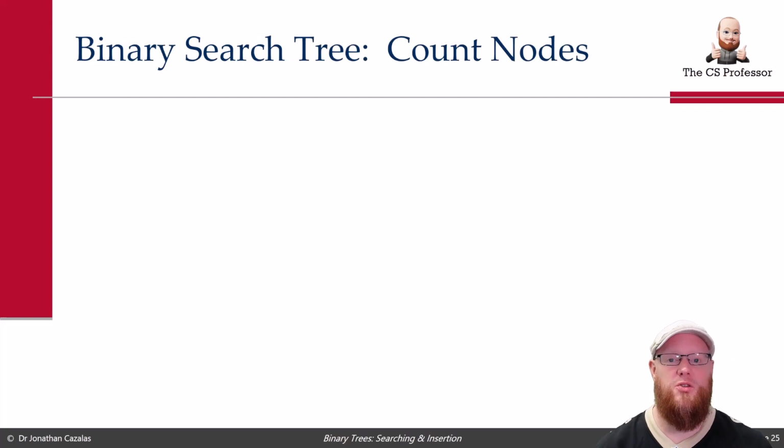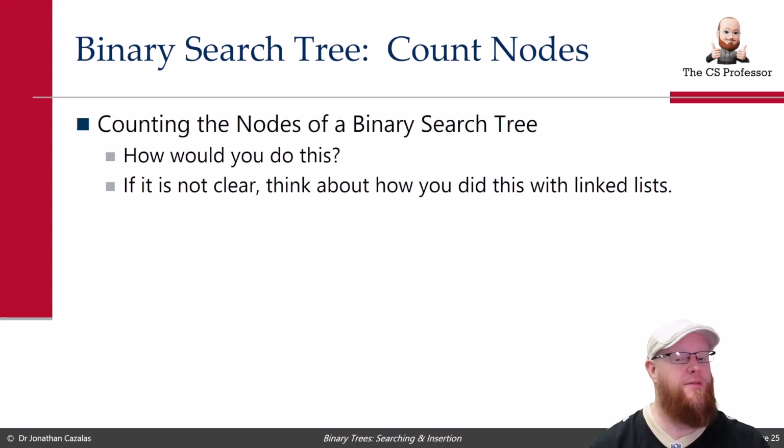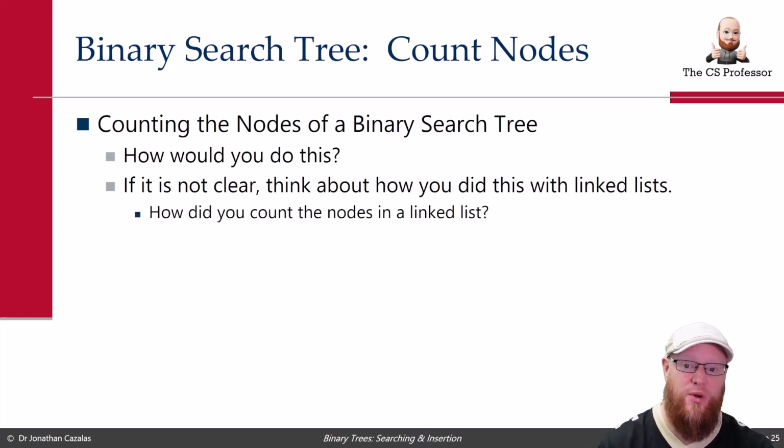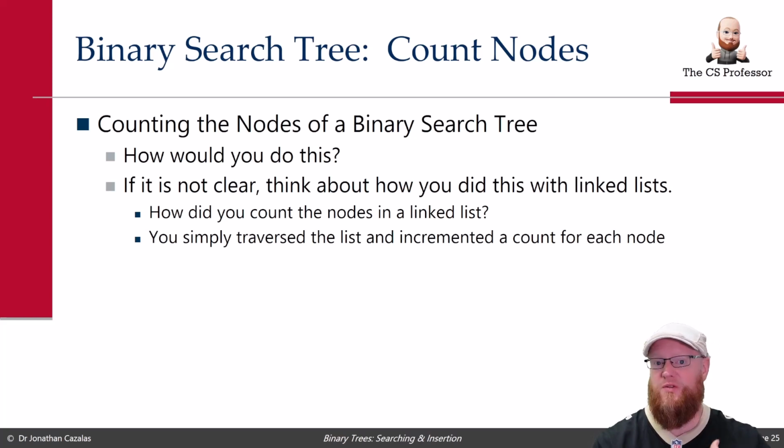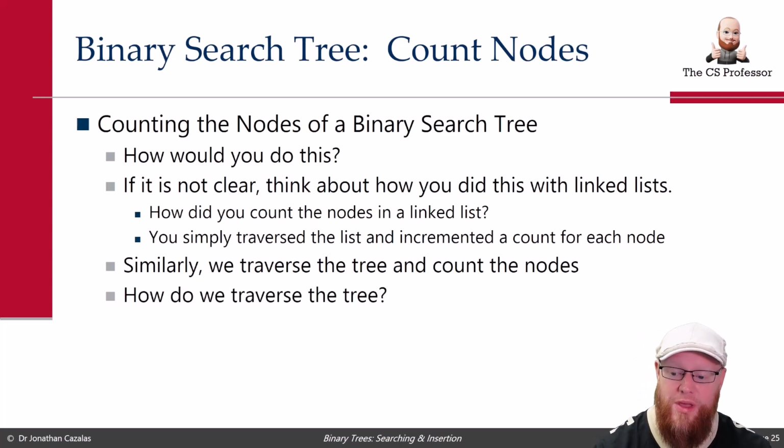So what we'd like to now do is just solve a couple of practice problems with binary search trees. The first of which is counting nodes of a tree. How would you actually do this? Think of how you would have done it with a linked list. How did you count the nodes? You would have simply traversed over the entirety of the list. You would have kept some counter variable, and each time you visit a new node, you would simply increment count. Pretty straightforward. Traverse the list, count the nodes. That's the same thing you could actually do here with a tree.